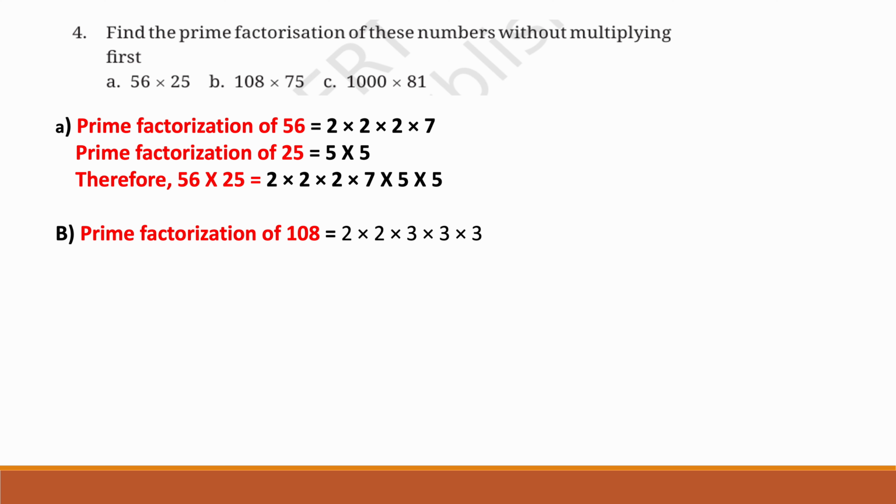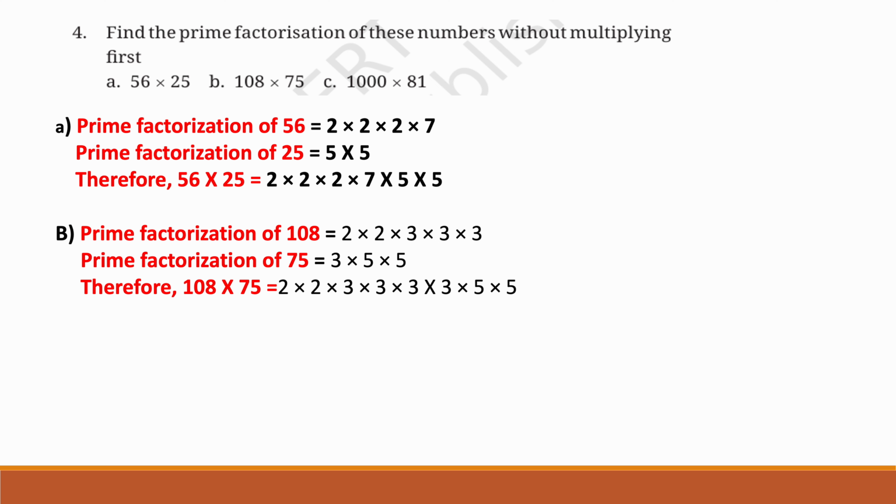Next one, 108 into 75. So, prime factorization of 108 is 2 into 2 into 3 into 3 into 3. Then we have to find the prime factorization of 75. Prime factorization of 75 is equal to 3 into 5 into 5. Therefore, 108 into 75 is equal to product of prime factorization of 108 and prime factorization of 75. That is 2 into 2 into 3 into 3 into 3 into 3 into 5 into 5.